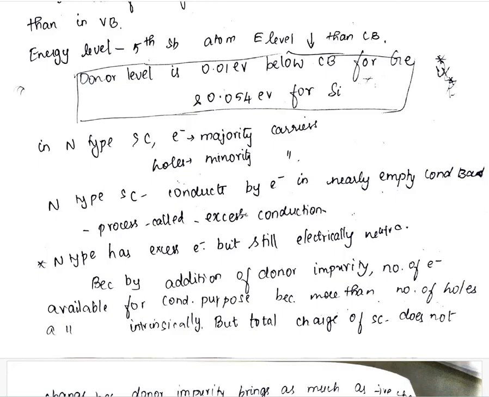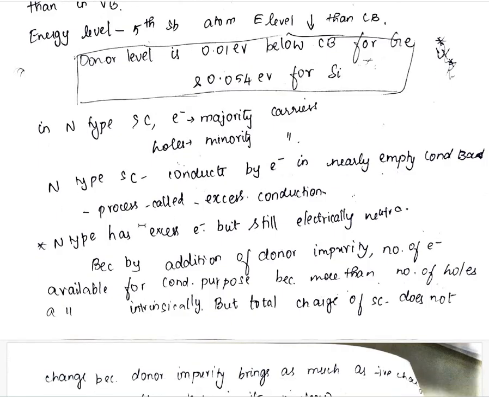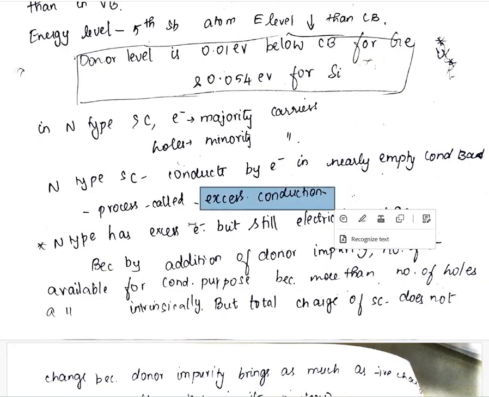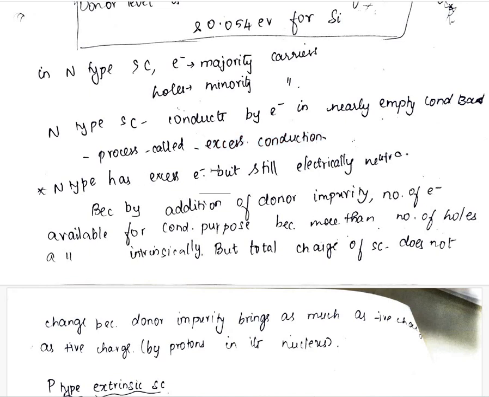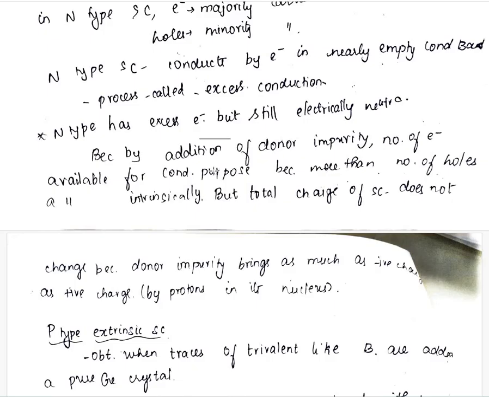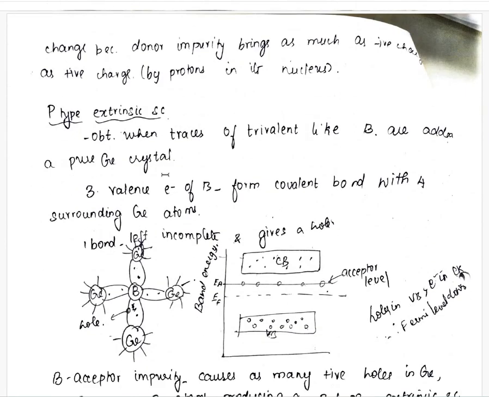The conduction by electrons in a nearly empty conduction band is called excess conduction, since there are more charge carriers, more negative electrons here. N-type has excess electrons but is still electrically neutral, because positive ions are created when the electron moves from its place. So whatever the charge, the atom becomes electrically neutral only.